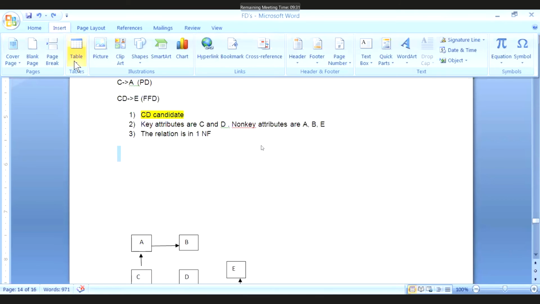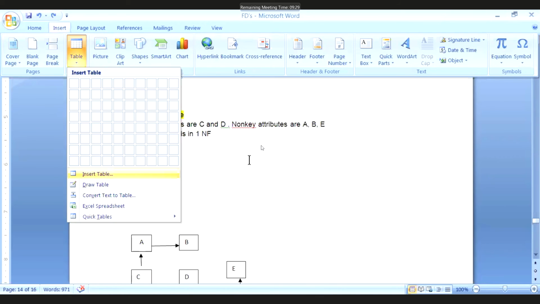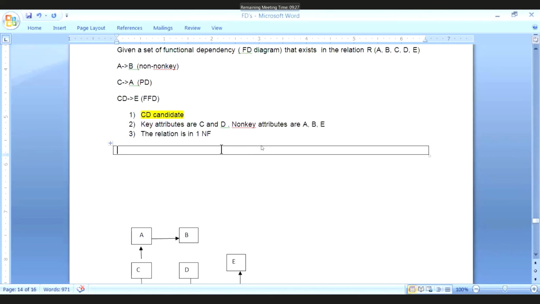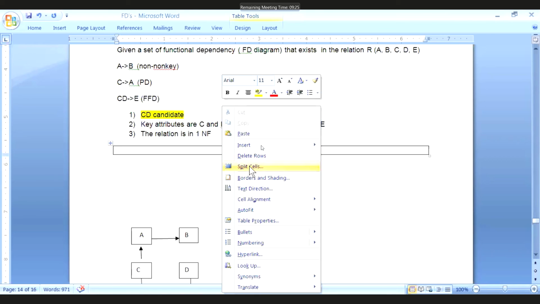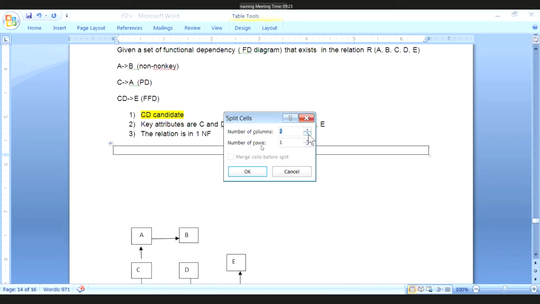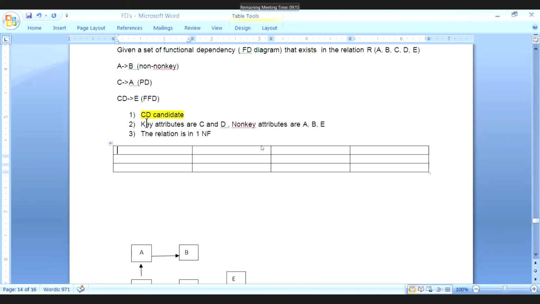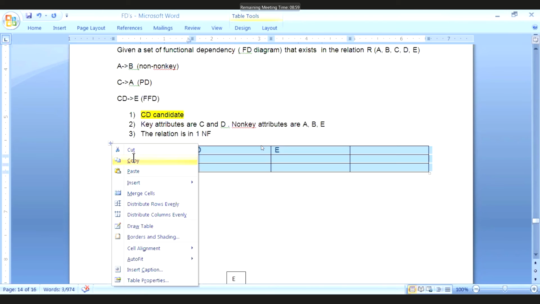All of you do it. So CD to E is perfectly all right. It's an FFD, so let me keep it. C, D, and E. There may be a mistake while decomposing, and it may be required to change. Let us check it.